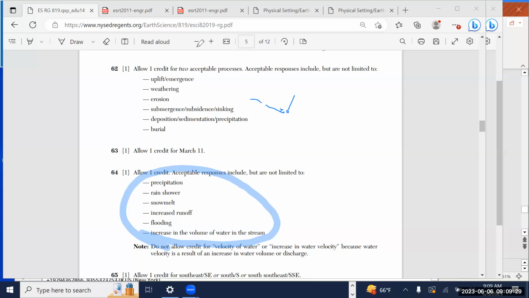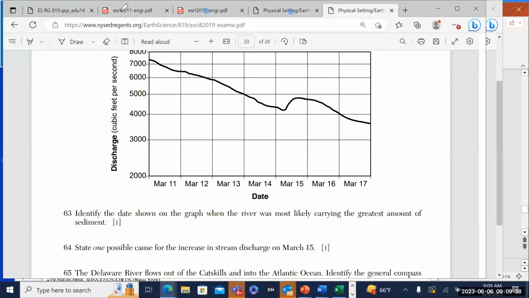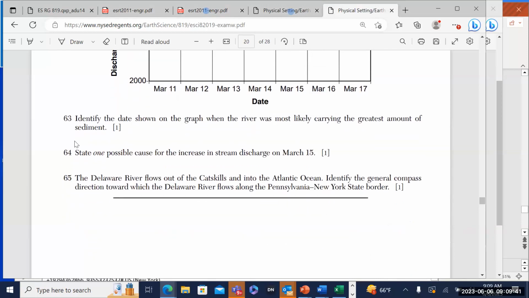And number 65. So number 65, it tells us the Delaware River flows out of the Catskills and into the Atlantic Ocean. Identify the general compass direction towards which the Delaware River flows along the Pennsylvania-New York State border. All right. So one of the ways that you could have found this, they tell you that the Delaware River flows out of the Catskills and into the Atlantic Ocean. Where have I seen the landscape Catskills before? What page of the reference tables?